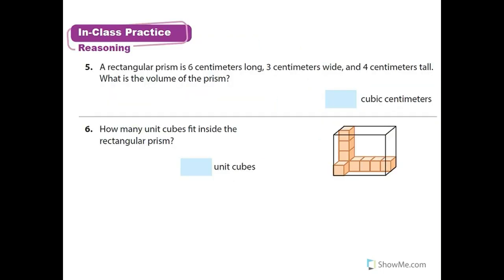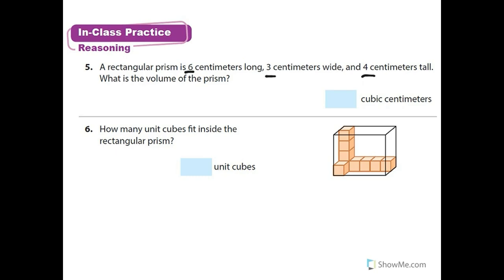Alrighty, number 5 says a rectangular prism is 6 centimeters long, 3 centimeters wide, and 4 centimeters tall. What is the volume of the prism? Well, we just need to multiply these 3 together. Go ahead and do that, and then we'll go over it.